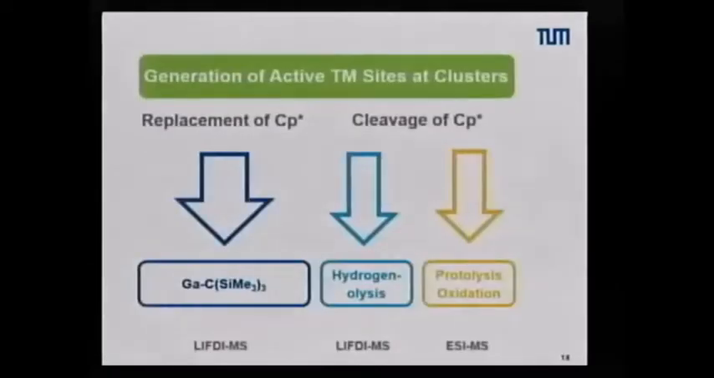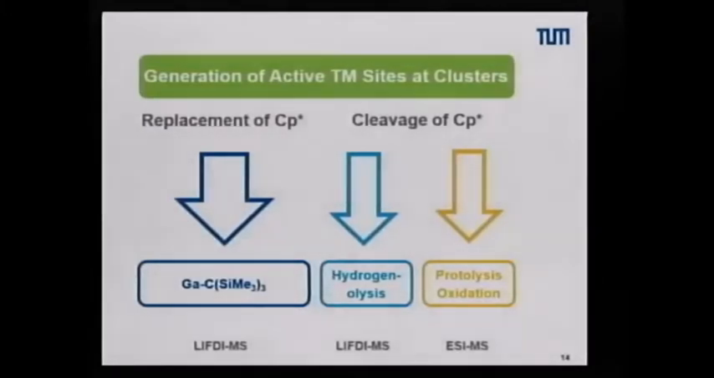And there are some ways to do that. We can replace Cp* by another ligand, by an alkyl ligand, which should be harder to transfer from the gallium to the transition metal. Or we can say, well, Cp* makes nice clusters. So in the last 15 years, we had a lot of clusters.